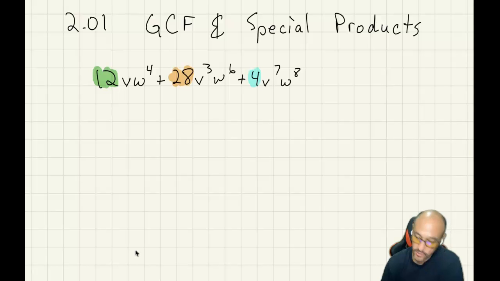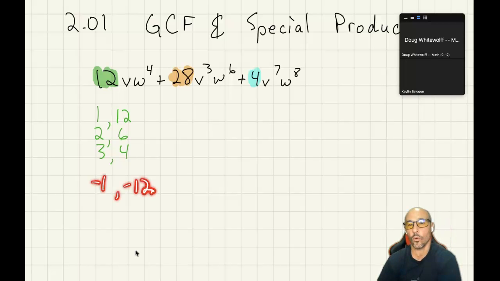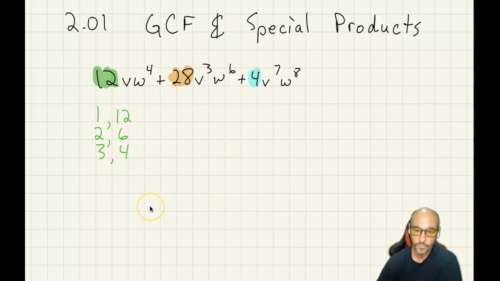If we think about factors of 12, usually I just start with 1. 1 times 12 is 12, and 2 times 6 is 12, and 3 times 4 is 12. We could write 4 and 3, but that's really the same as 3 and 4. We could also talk about -1 and -12, but we don't really need to worry about negatives at this point. Okay, so those are the factors of 12.